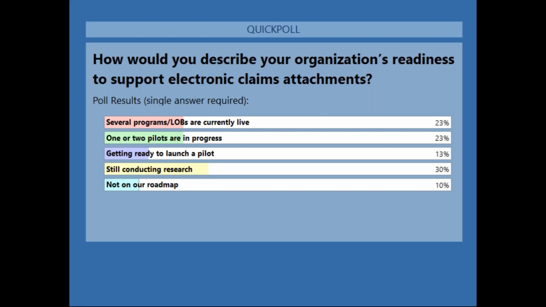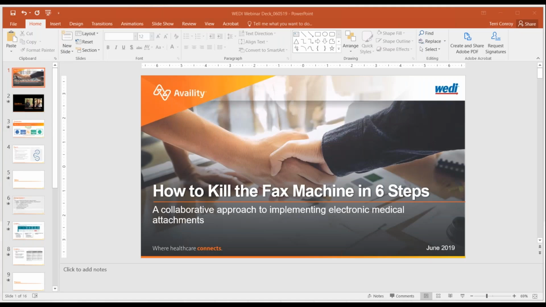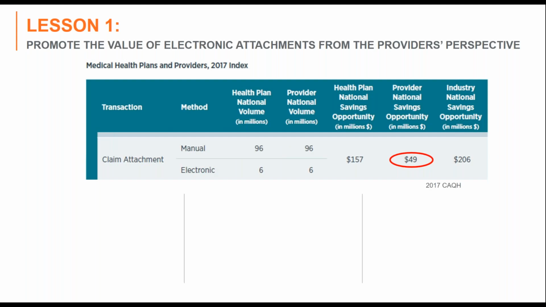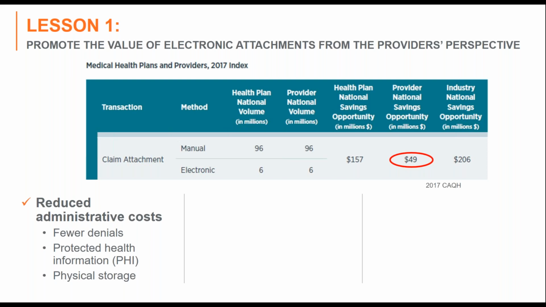So that moves us on to our first lesson. So as you see the results there, I love these interactive polls that we do in webinars. For most of us that participate in this webinar process, you sometimes may not feel as interactive, but these polls really help. So we look at lesson 1, where we talk about promoting the value of electronic attachments. So when we look at this, really, promoting the value of electronic attachments has to really speak to the provider's perspective so that you can get adoption.